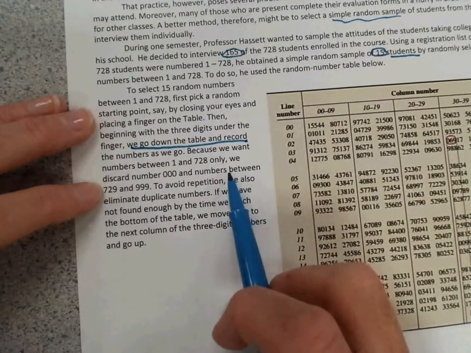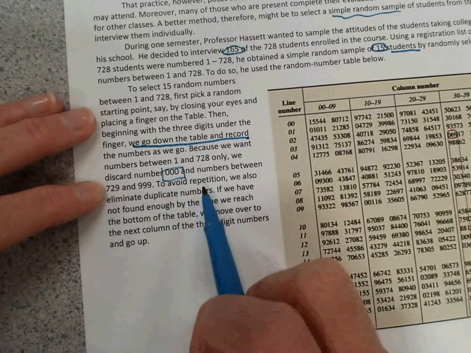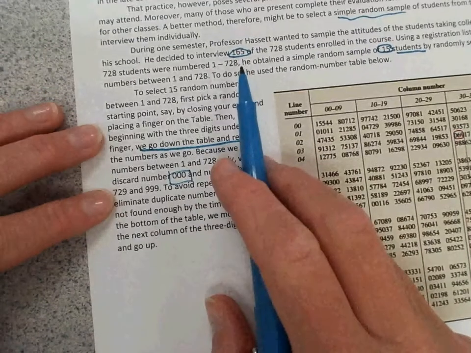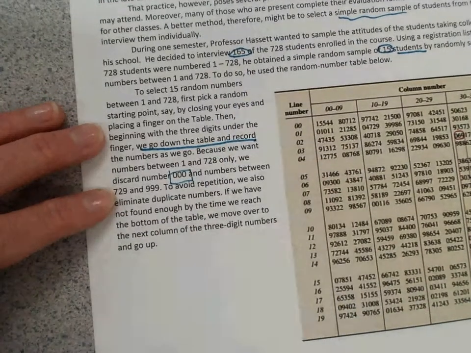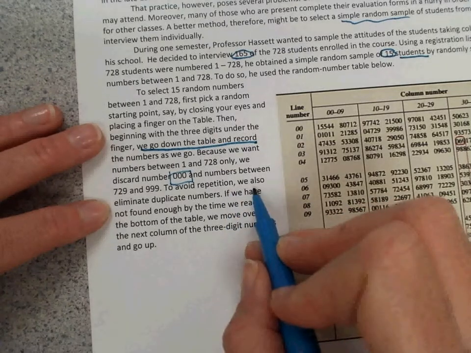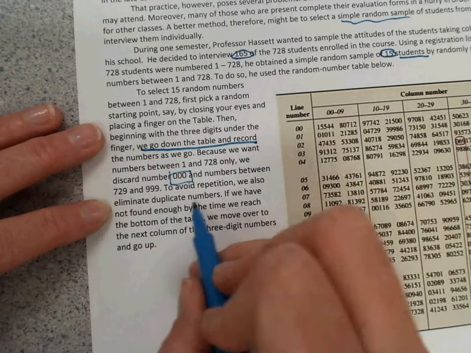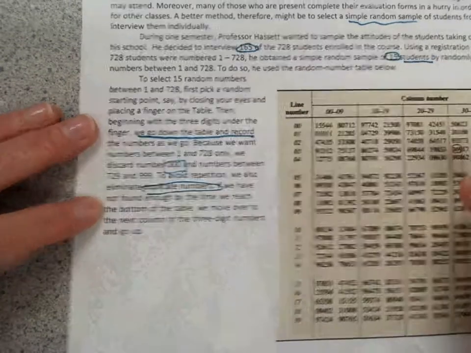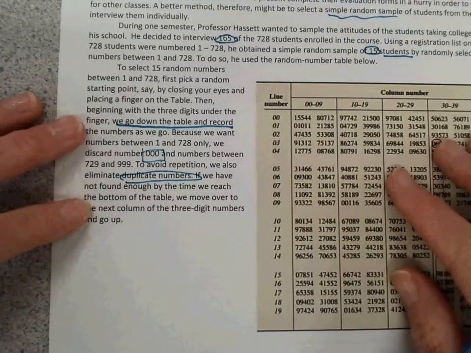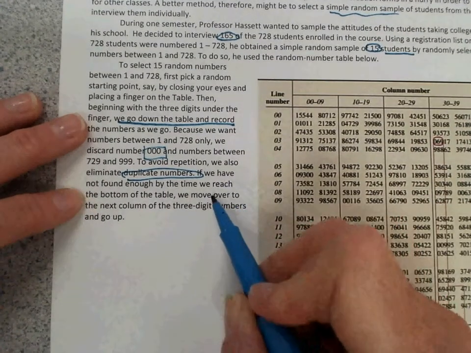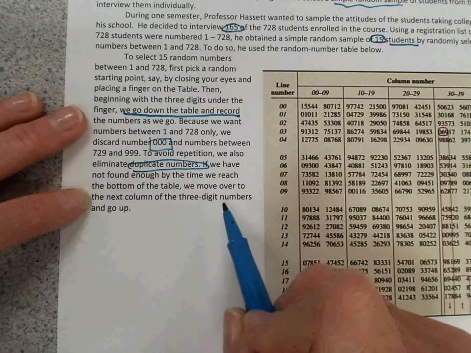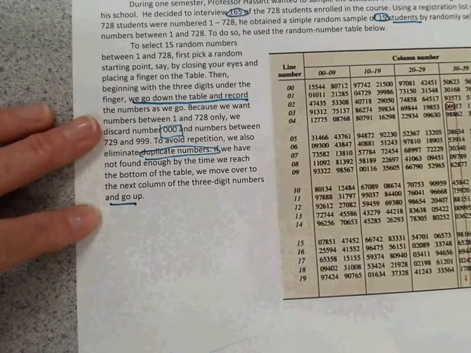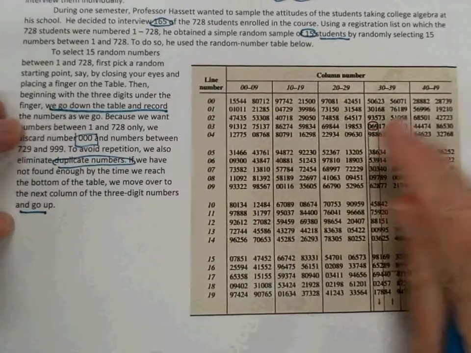Because we want numbers between 1 and 728 only, we disregard this number 000, and numbers between 729 and 999, right? Those are too large for the numbers that would actually be associated with a student. To avoid repetition, we also eliminate duplicate numbers. So duplicate numbers, that's key, do not show up in our sample. If we have not found enough by the time we reach the bottom of the table, we move over to the next column of 3 digits, and this time we go up that column.